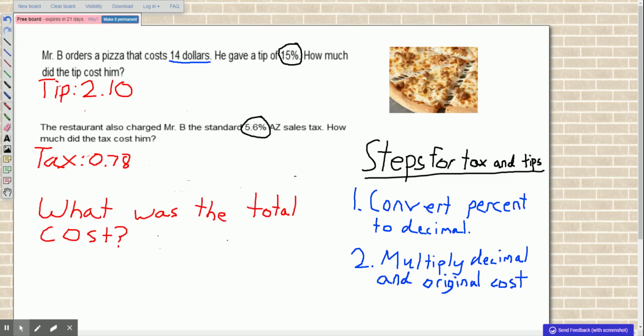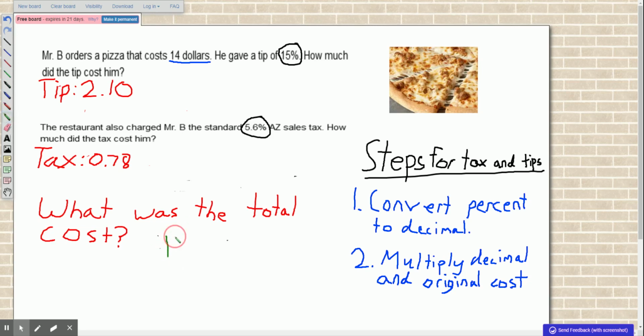Okay, the last thing that I want to do, I've written in one last question for us, and this is probably the most important question: what was the total cost? So I know the extra tip that I paid, I know the extra tax that I paid, but how much is this actually going to cost in total now? And to figure that out, we are now going to take the original cost and add it to my tip and add it to my tax. So we just need to add up all of our numbers from our problem.